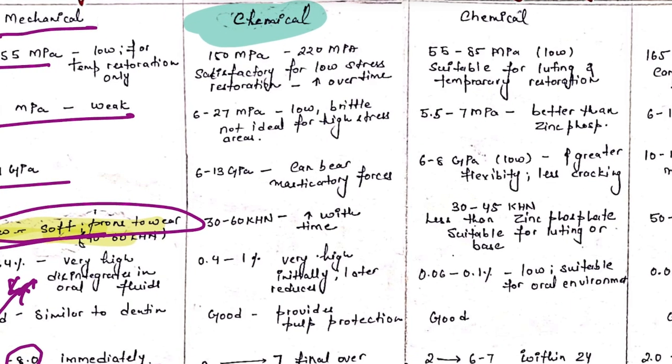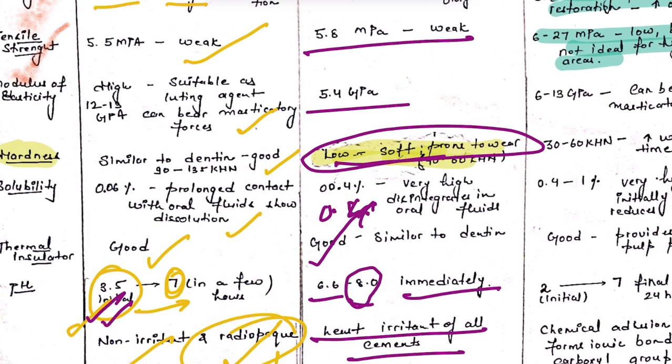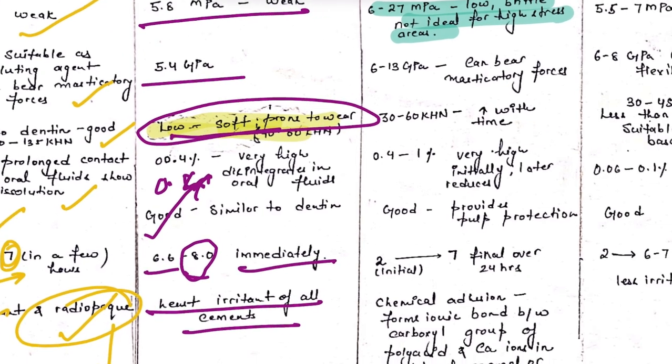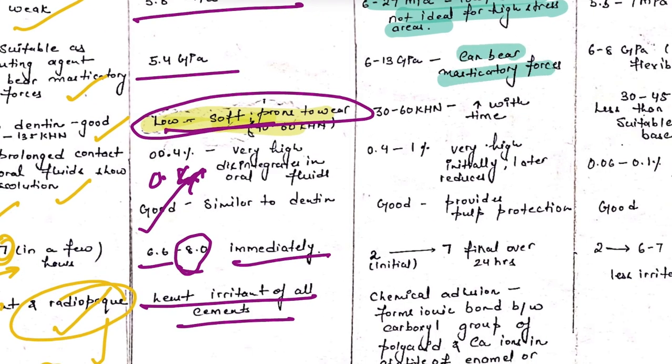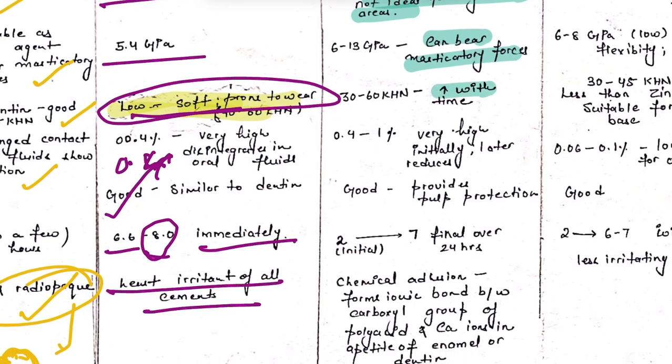Then the compressive strength is good. It is satisfactory for low stress restoration, and it increases over time as well. The tensile strength is low, but not ideal for high stress areas. It can work for low stress areas but not ideal for high stress areas. Then we have the modulus of elasticity, so it can bear the major masticatory forces. The hardness increases with time, it is satisfactory.